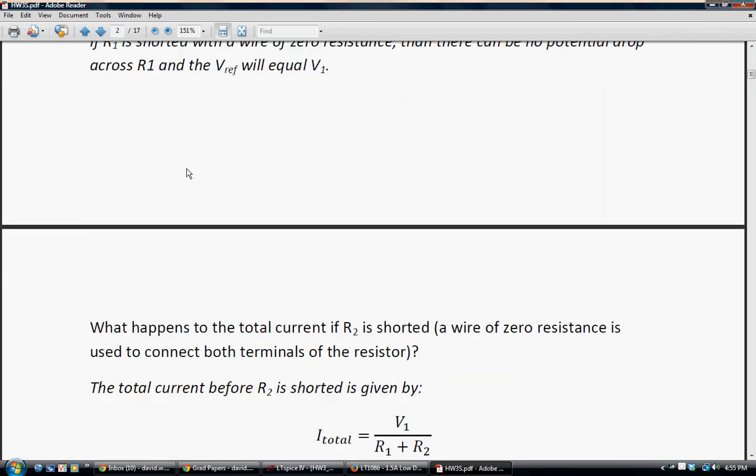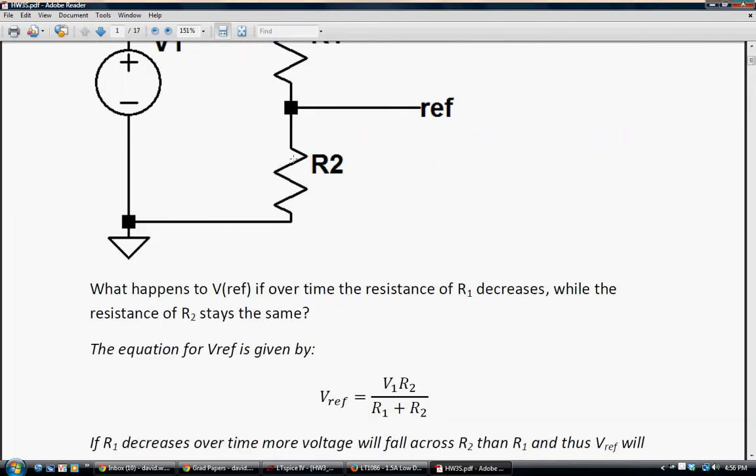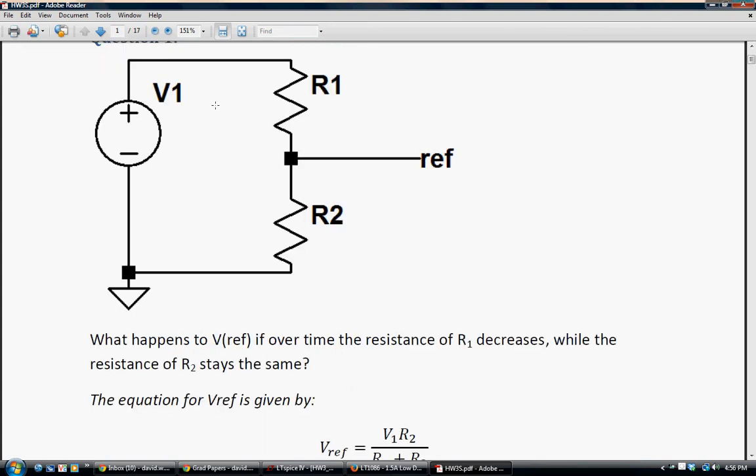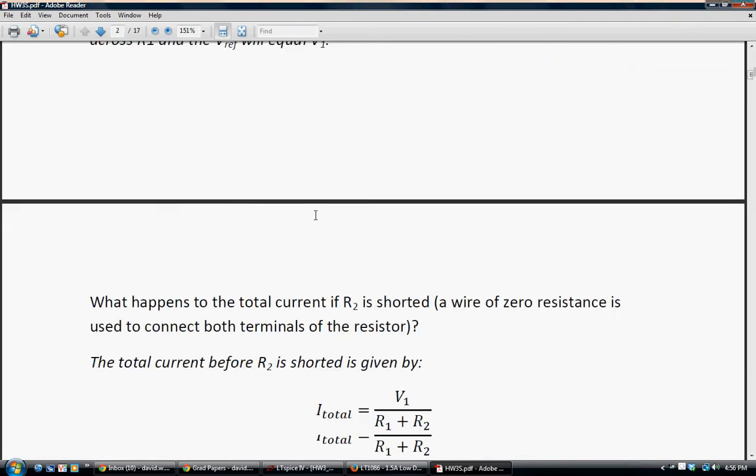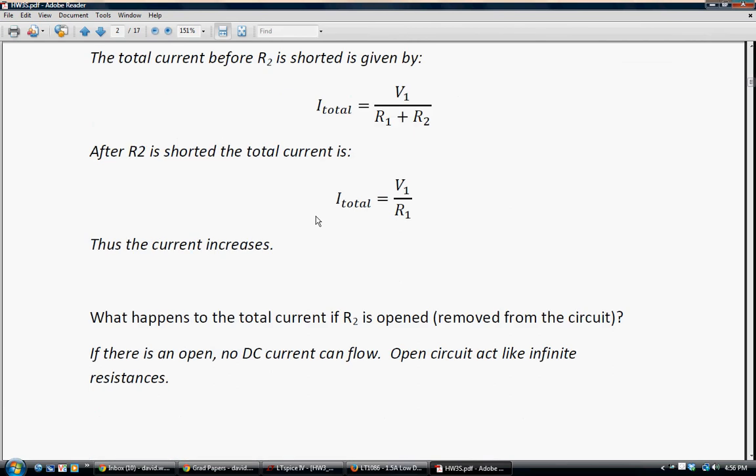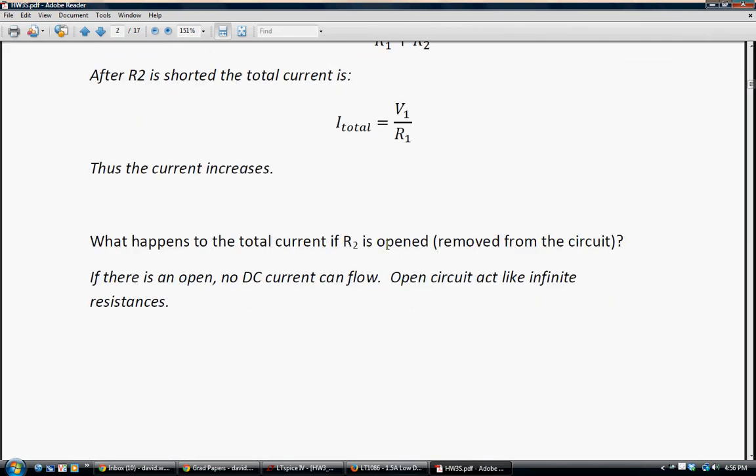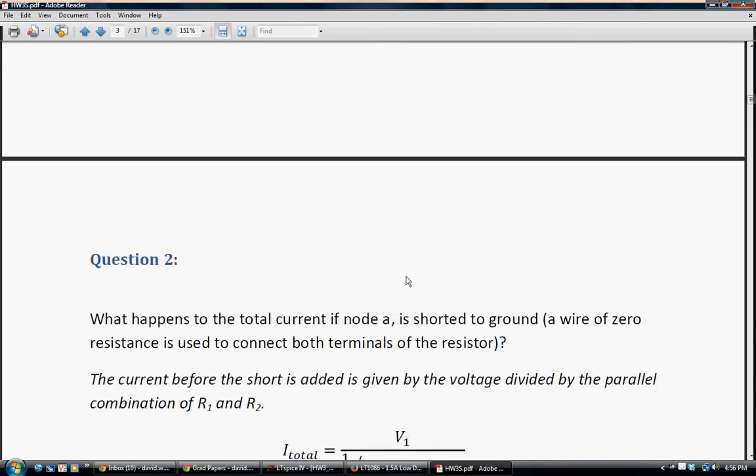What will happen to the total current if R2 is shorted? Well, if R2 is shorted, Vref goes to 0, and the total current becomes V1 divided by R1, rather than before, V1 divided by the sum of R1 and R2. And if R2 is opened, or if there's an open anywhere in this circuit, then no current can flow, because open circuits act like infinite resistances.